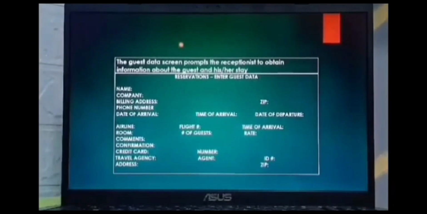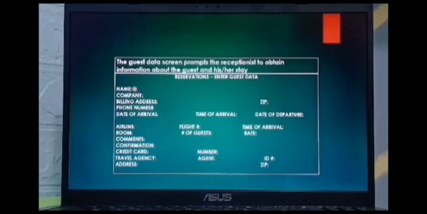The first type of form reservation is the enter guest data. The guest data screen prompts the receptionist to obtain information about the guest and his or her stay. As you can see, we have here the name, company, billing address, phone number, date of arrival, time of arrival, date of departure, the zip, the airline, room comments, and etc.